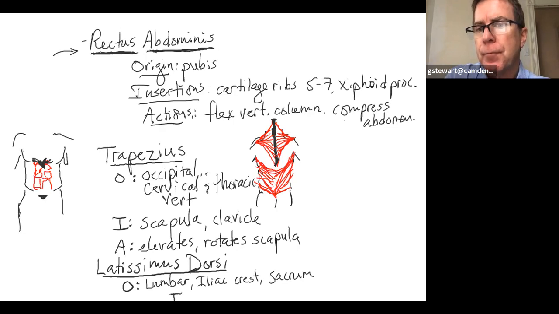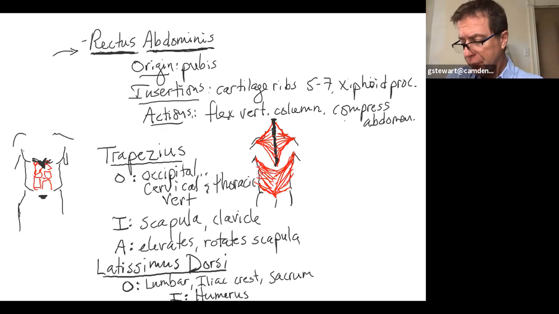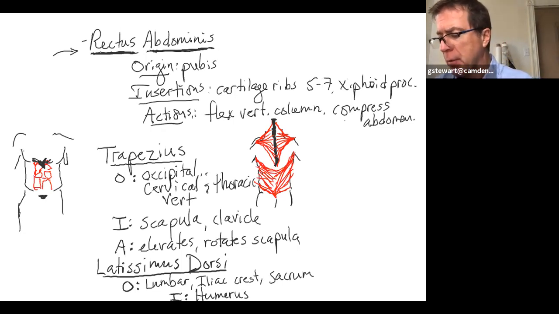Insertion is the humerus. It's going to control the arm, some arm movement, which is surprising to a lot of people. The action is that it also adducts the humerus, similar to the pectoralis major.